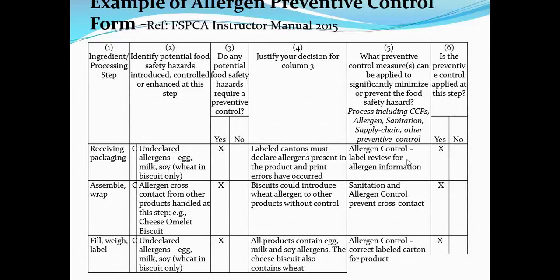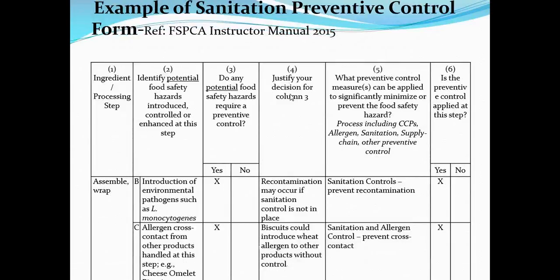Allergen control: you review the labels for allergen information. You make sure that your sanitation, your cleaning program, is effective. Otherwise, it's going to lead to cross-contamination and things like that. So that's how you come up with a preventive control plan for allergens. The third one is sanitation here. There may be a possibility of introducing pathogens such as listeria from the environment, and then you come up with proper sanitation controls to prevent recontamination.